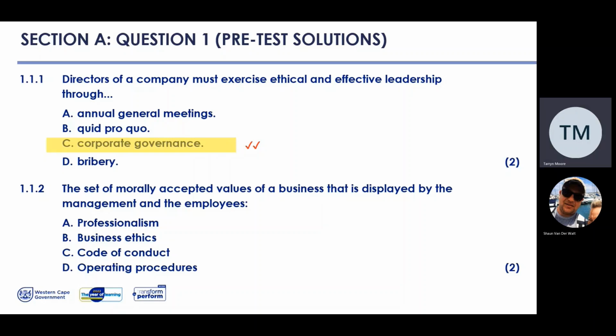We've cancelled out operating procedures. Why? Because that is something that everybody in a business should be able to do because there is a procedure, it's written, it's there. Professionalism stems from code of conduct. That is how one should behave. So by process of elimination, we would look at business ethics being the correct answer. Again, ethics is generally something that is accepted because it is the right thing to do.